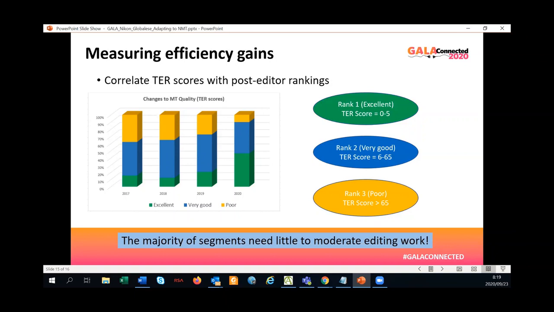So we took that correlation and then went back over our past data, from 2017 onward. And we saw that we had increasing quality with the MT, where more and more segments needed only moderate editing work, and a lot more segments needed almost no post-editing work. So that was the way that we could show ourselves and also show external stakeholders that, yes, we're definitely getting some kind of benefit from this. Before, it was just our feeling, but now we could actually show some kind of numbers, although this isn't obviously perfect at the same time.